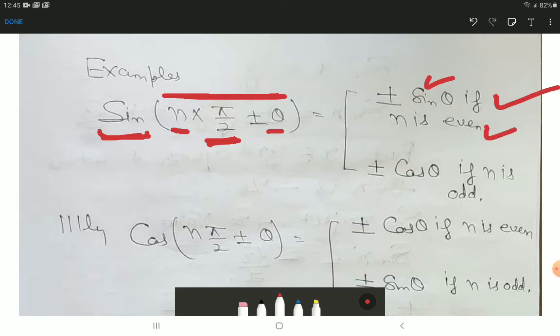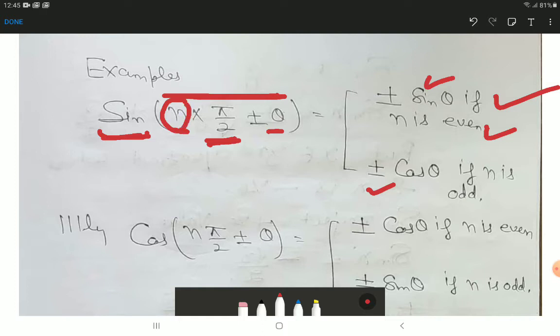But in case n is odd, now the sign of answer will depend upon the quadrant in which the given angle lies. And if n is odd, sine will become cos. There is addition or removal of co in this case. Sine becomes cos or cos will become sine. Tan will become cot and cot will become tan. Sec will become cosec or cosec will become sec if this n is odd.